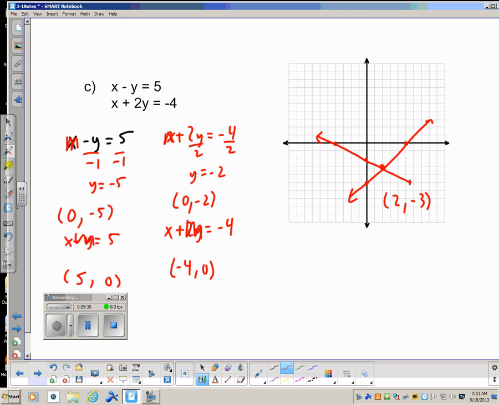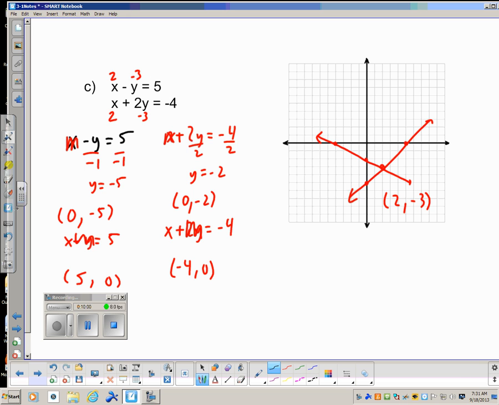Again, I'm going to check in the original problem up here. I've got 2 minus a negative 3 becomes a 2 plus 3, which does give me 5. If I put 2 and negative 3 back in over here, I get 2 plus a negative 6, which does give me a negative 4.